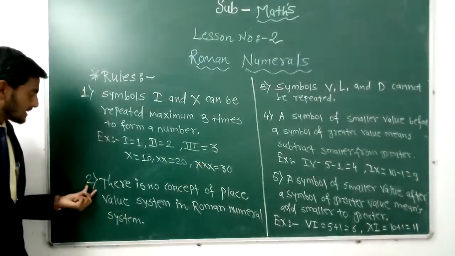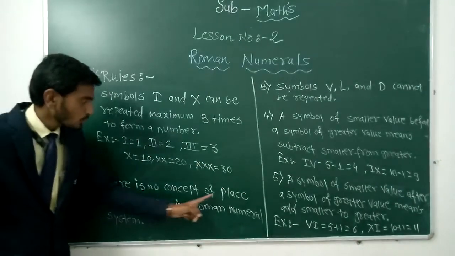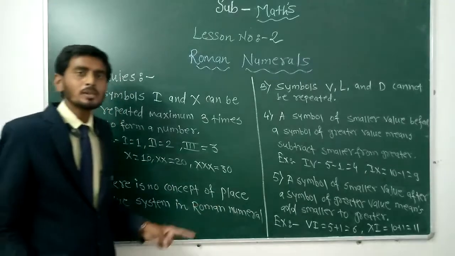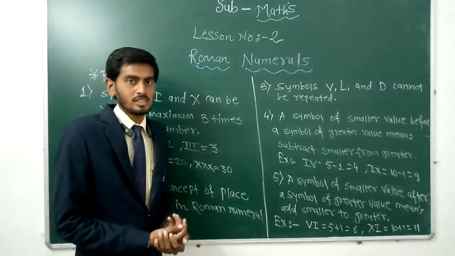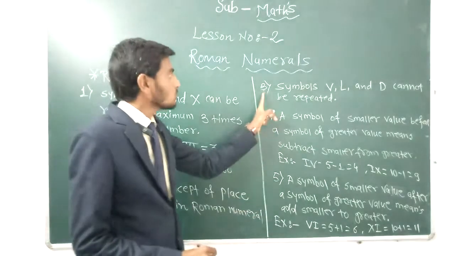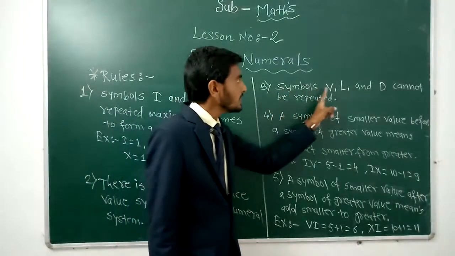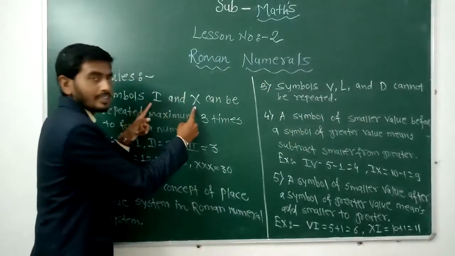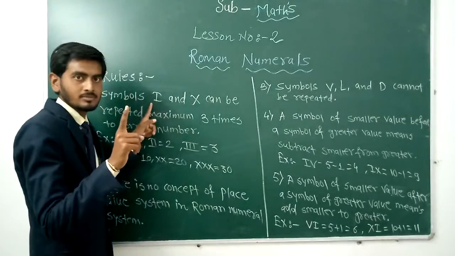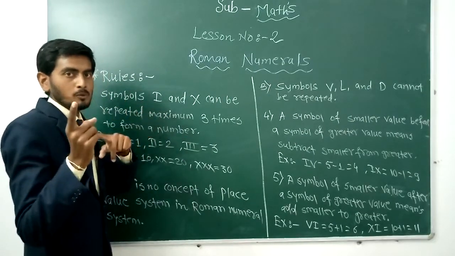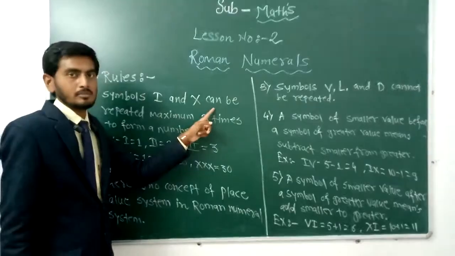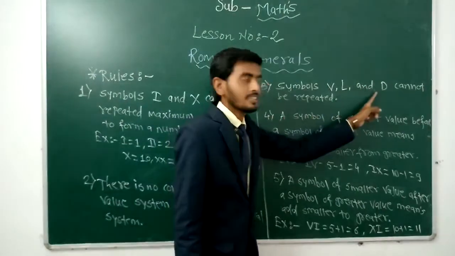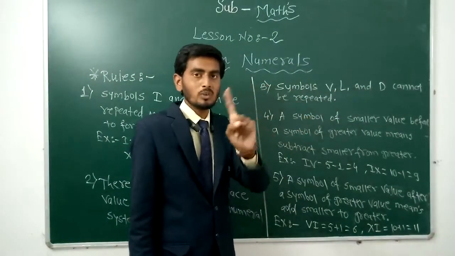Rule number 2. There is no concept of a place value system in the Roman numeral system. Rule number 3. Symbols V, L and D cannot be repeated. Only the symbols I and X can be repeated, only up to 3 times, not more. But symbols V, L and D cannot be repeated; they are used only one time.